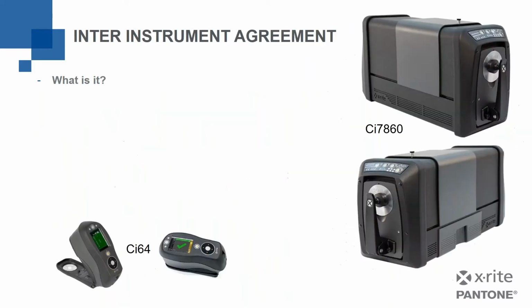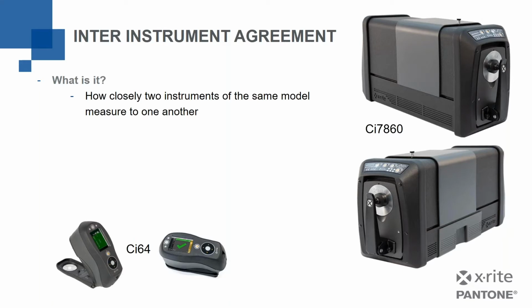So let's dive just a little deeper then into inter-instrument agreement. When we're talking about that, we're talking about 2 devices of the same model and how closely they measure to each other. On the right-hand side, you see 2 benchtop CI7860 devices. On the bottom, you see 2 handheld CI64 devices. We're talking about the same instrument, and they don't have to be absolutely identical. One may have different features in it than another, but we're talking about the same basic model of instrument. How well do those 2 instruments measure to one another?